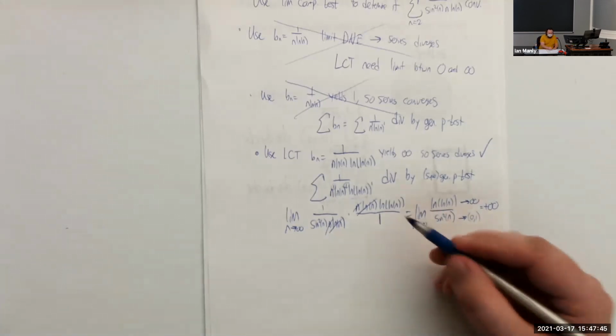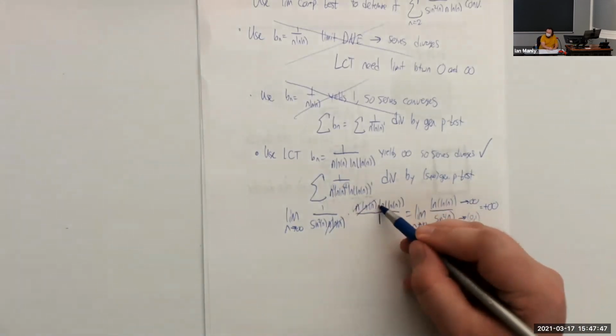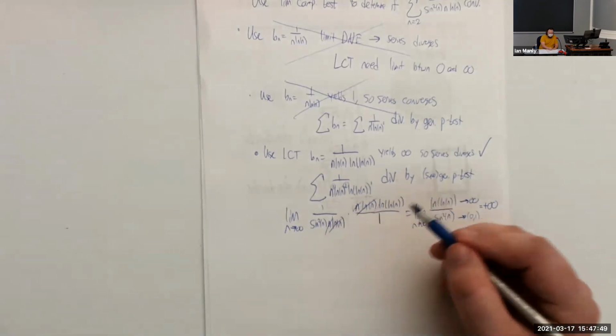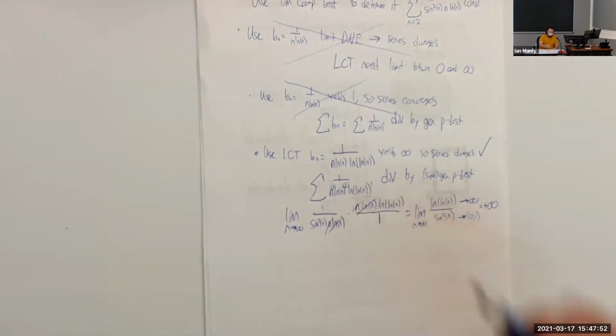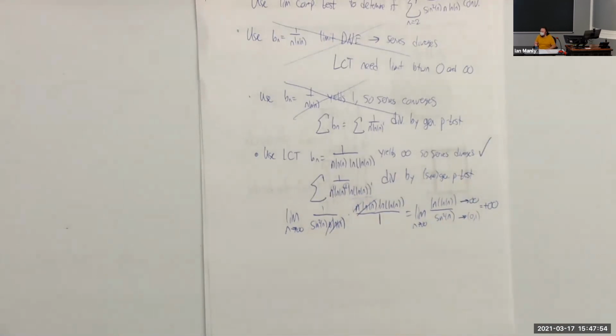Because what will happen is, if we only have this as our bn, then these will just cancel that, and then we just have 1 over sine squared of n, and that won't converge, that won't go off to infinity. That's just going to keep oscillating around. So that one's not going to exist.